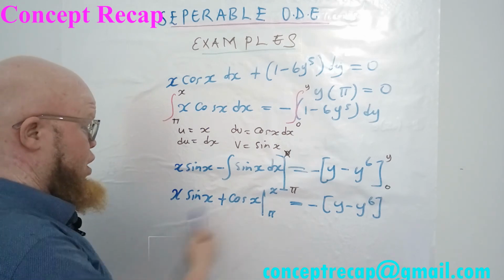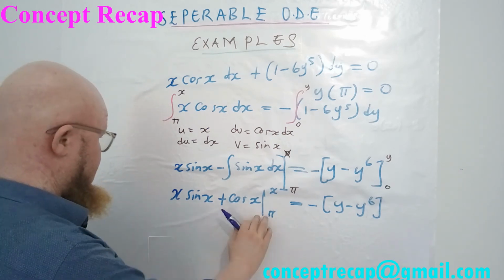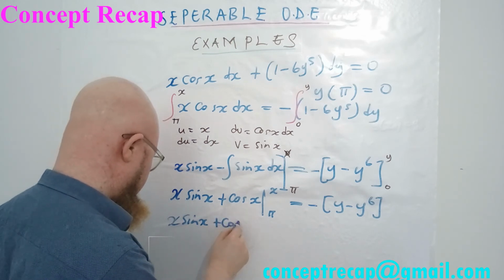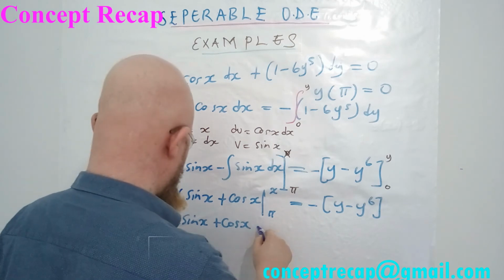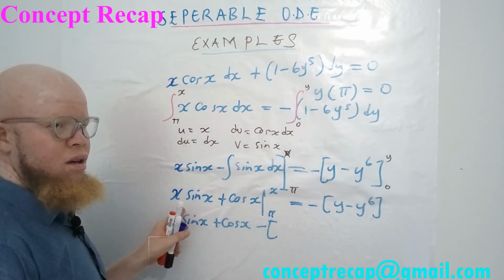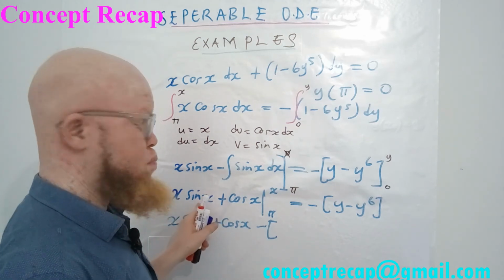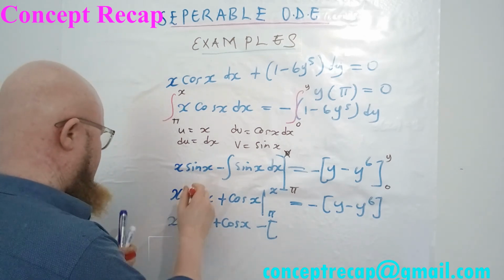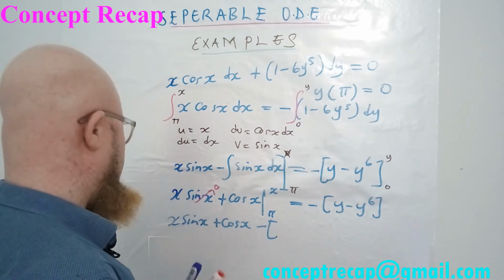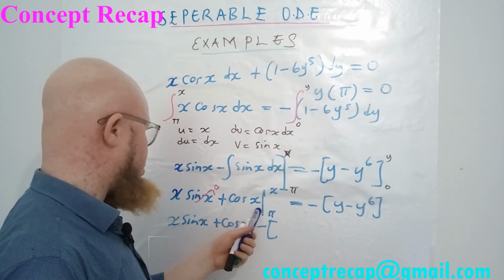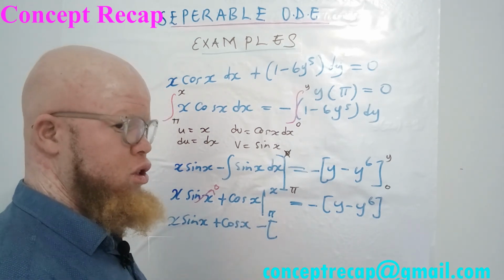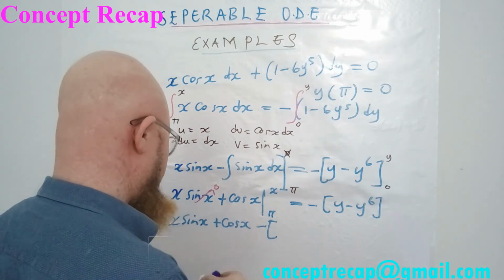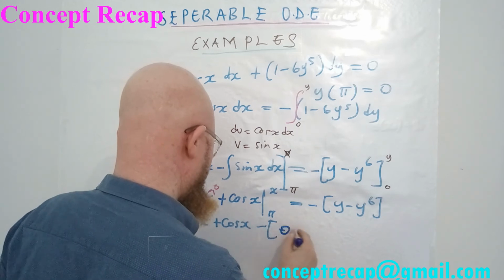And for this side now, for the first one, it will be the way it is. But for the second one, you're going to say minus. If you put pi here, sine of pi is equal to what? Sine of pi is 0. So this becomes 0. And the cos of pi, cos of 0 is 1, so cos of pi is minus 1. So it will be 0 minus 1, like that.